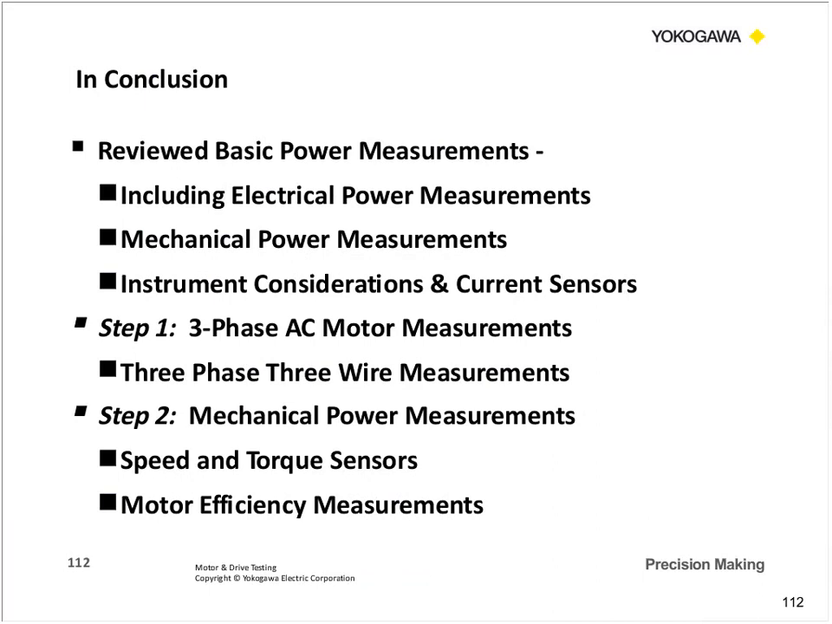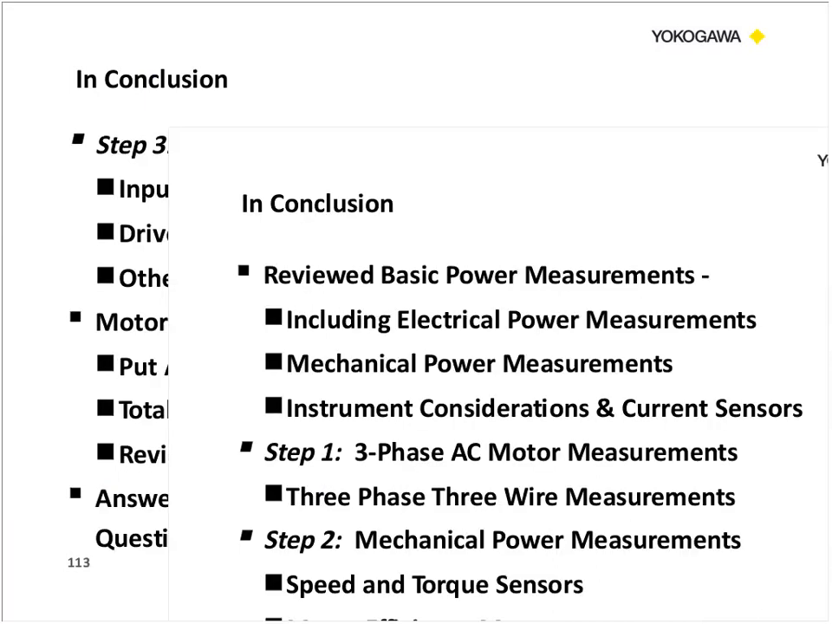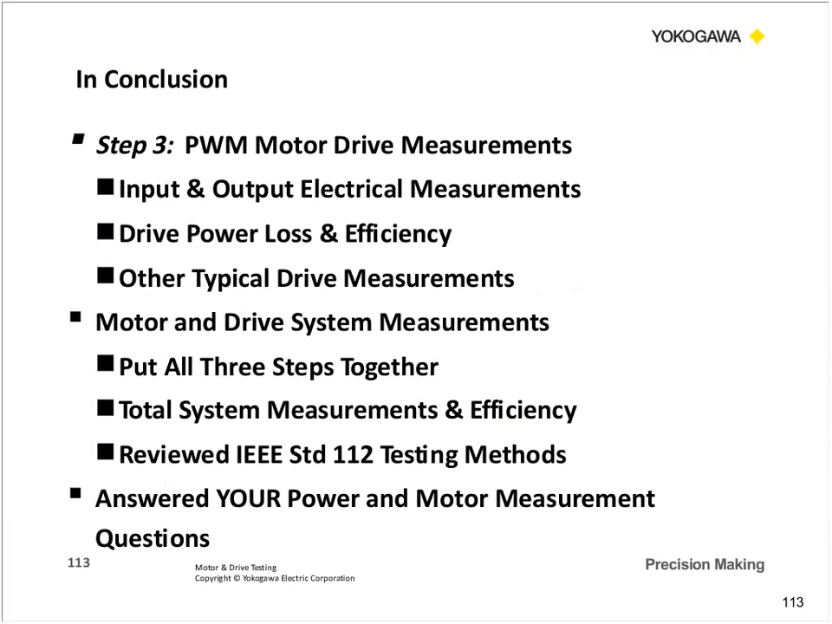And then we look at our mechanical power measurements and the speed and torque sensors and get down to the motor efficiency measurement. And then hopefully we've covered some things for you on the PWM motor measurements with our input and output measurements, drive loss, and efficiency measurements. And we covered a few other typical measurements, volts per hertz and a few other things. And then we've put it all together. And hopefully we showed you how to do a total system measurement and efficiency. And a quick review of some of the testing standards like IEEE 112. So hopefully we've answered your questions today as we've gone along.